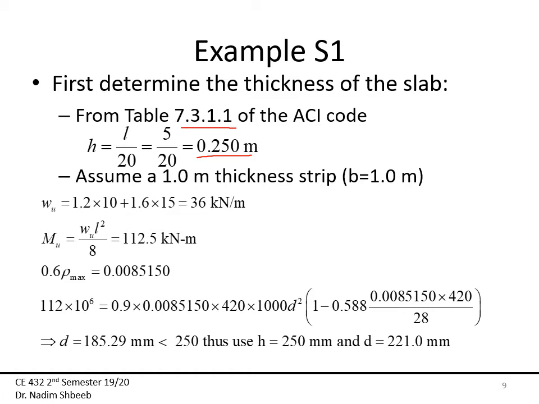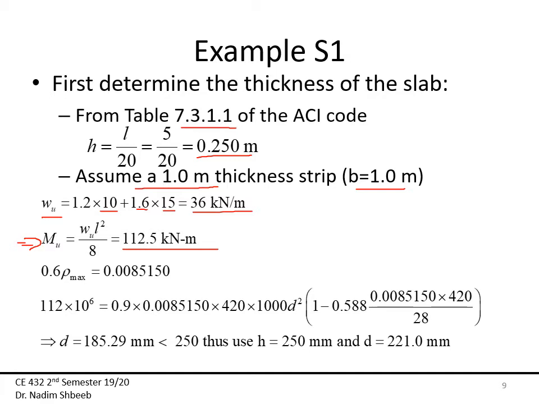All right, so now I'm going to design for the flexure. Again, I'm taking a 1 meter strip, which means that my B is 1 meter, which means now that my ultimate load is going to be 1.2 dead, which is 10, plus 1.6 times the live load 15, and that will give me an ultimate load of 36 kilonewton per meter run, which means now my M ultimate, since again this is a simple span, it's going to be W ultimate L square over 8, and that's going to be 112.5 kilonewton meters.